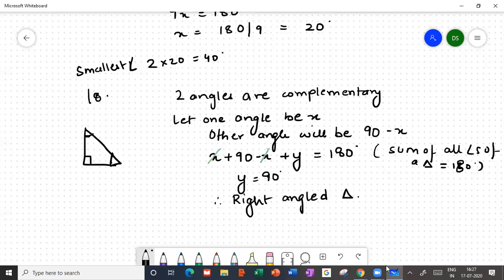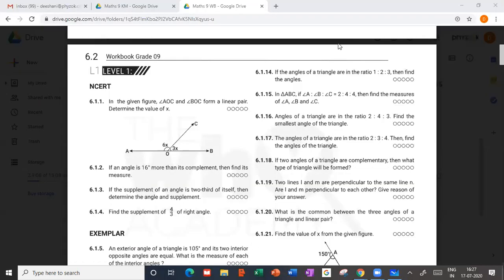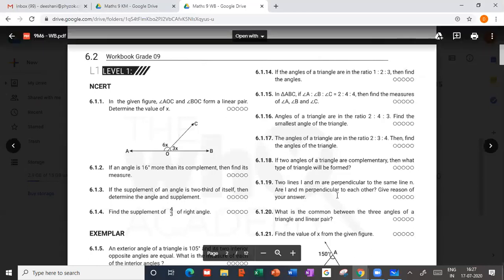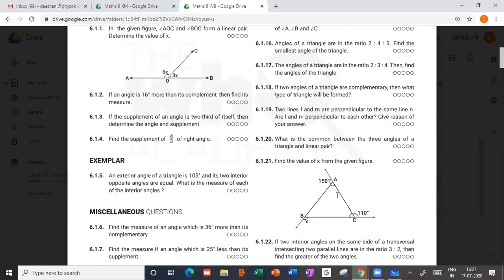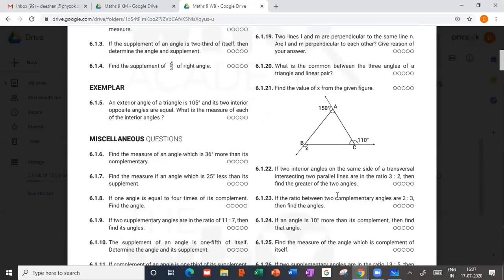Okay, cool. This is easy. This is easy. Okay, what about this question 21? Find the value of x from the given figure.